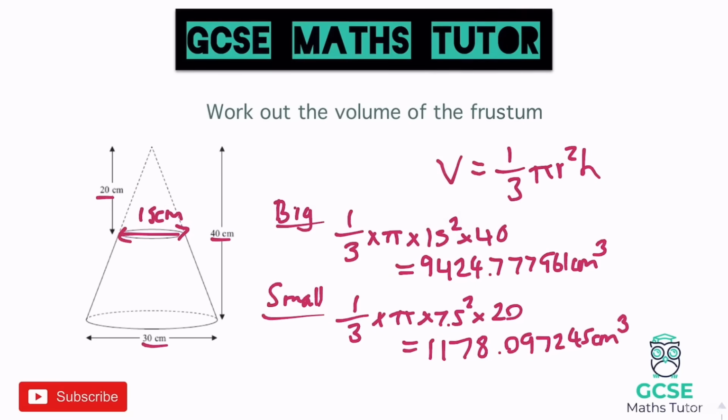So in order to work out the volume of what's left when the little cone's been cut off the top, we just need to do the big cone, subtract the volume of the little cone there. So I'm just going to subtract this away from that, so subtract.